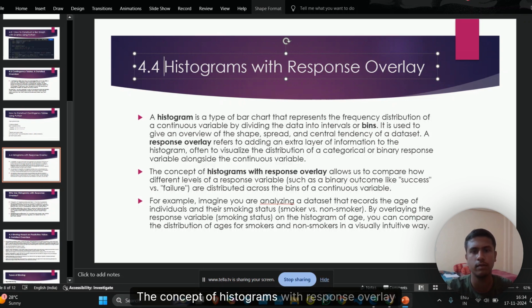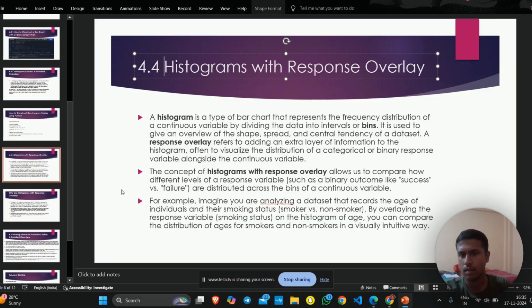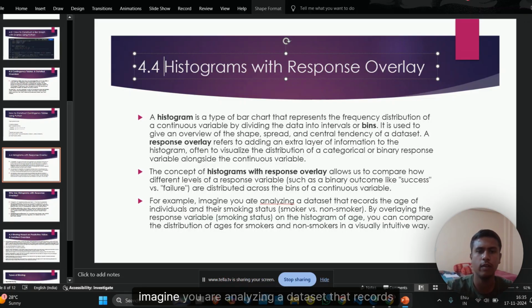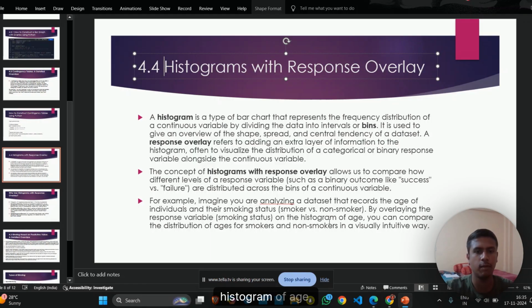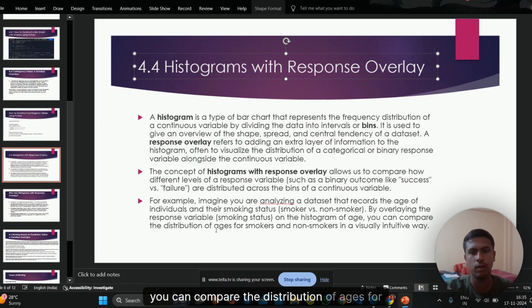The concept of histograms with response overlay allows us to compare how different levels of a response variable, such as a binary outcome like success versus failure, are distributed across the range of a continuous variable. For example, imagine you are analyzing a dataset that records the age of individuals and their smoking status. By overlaying the response variable on the histogram of age, you can compare the distribution of ages for smokers and non-smokers in a visually intuitive way.